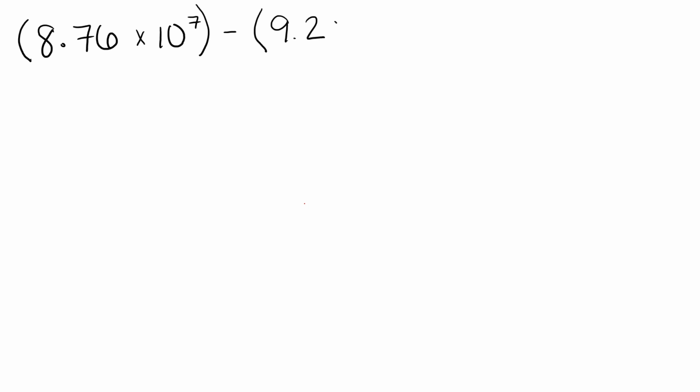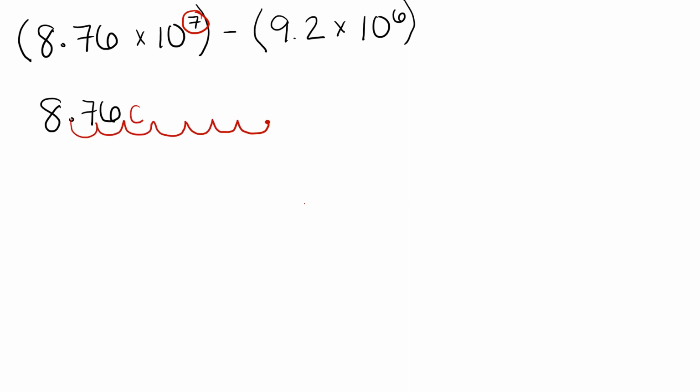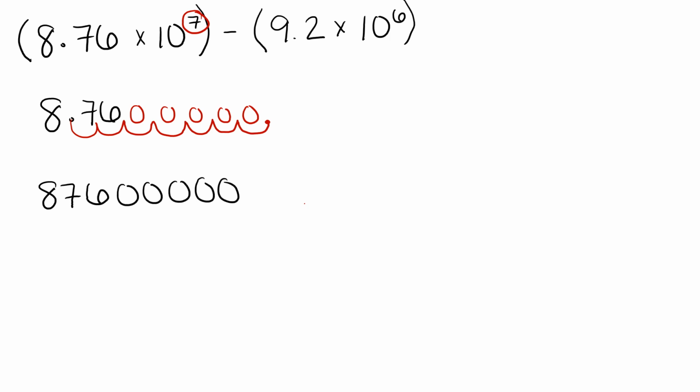For number 14, we have the problem 8.76 times 10 to the 7th power, and we're going to subtract that from 9.2 times 10 to the 6th power. When we add and subtract, we want to take that decimal point and move it so that our answers are in standard form. So we go 1, 2, 3, 4, 5, 6, 7, filling in all of those blank spots with zeros and writing the answer nice and neat. 8, 7, 6, 1, 2, 3, 4, 5 zeros.